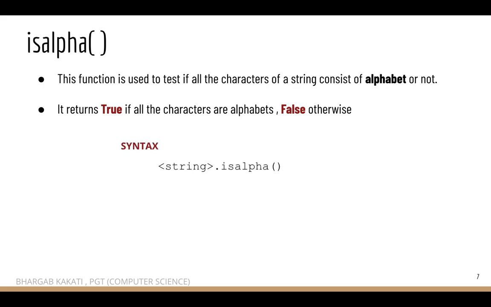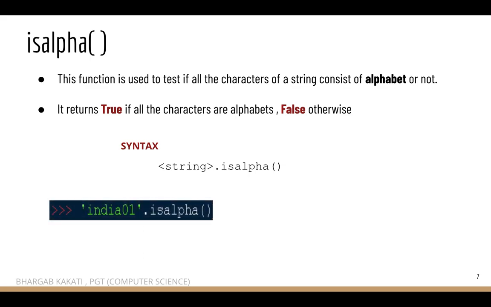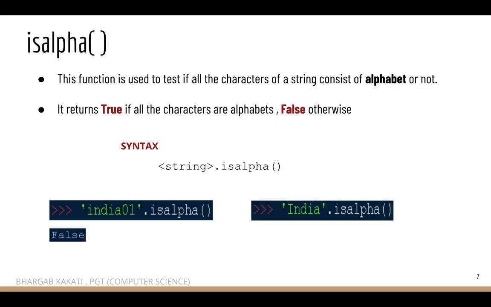Let's see the syntax. The syntax is a simple one: string dot isalpha. Now if I put it into actual practice, India01 dot isalpha. Are all the characters of India01 alphabets? No, it's not. Therefore, the result will be false. If I write India dot isalpha, are all the characters of this particular string alphabets? Yes, hence the result will be true. You can test it for yourself in the interactive mode. It will definitely work for sure.